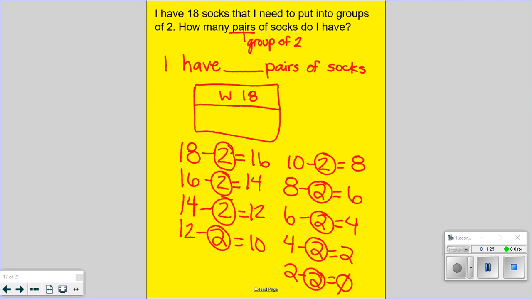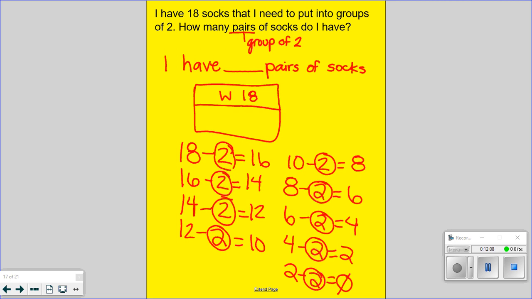Look at your notebook. You've got that information there. How many pairs did we make? Ariana? 9? How'd you figure that out? Yeah, each time we took a group out, we did that 9 times, which means 9 groups of 2 is worth, what is 9 groups of 2? 18. We got our total amount of socks.